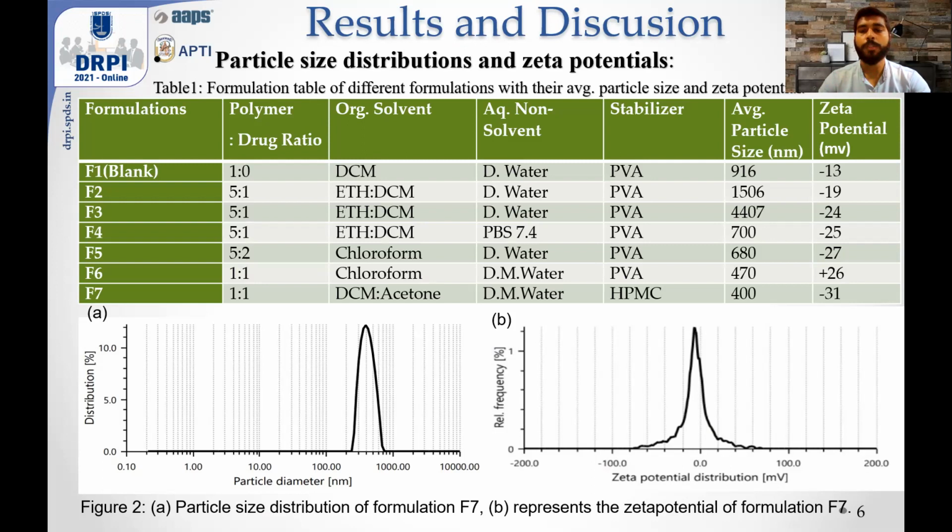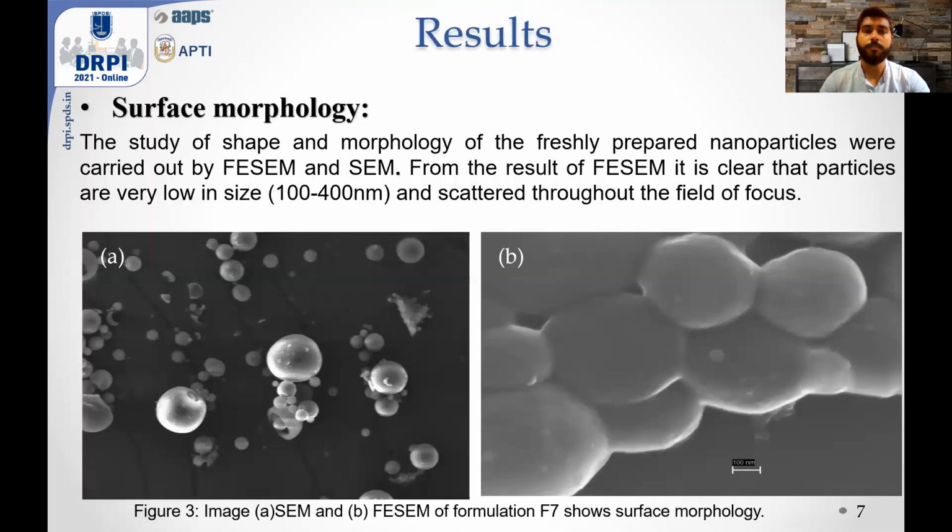Here we can see the formulation F7 shows better average particle size and zeta potential as compared to the other formulations. Zeta potential is the measure of surface charge of a particle. If zeta potential is less than -30 or greater than +30, then the formulation is considered to be stable. Here in the figure, we can see the particle size and zeta potential of formulation F7.